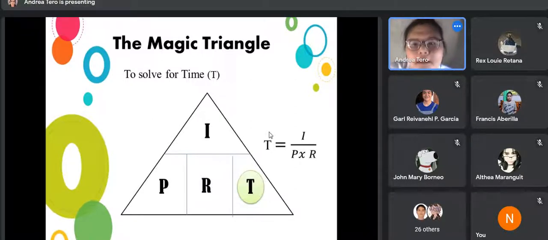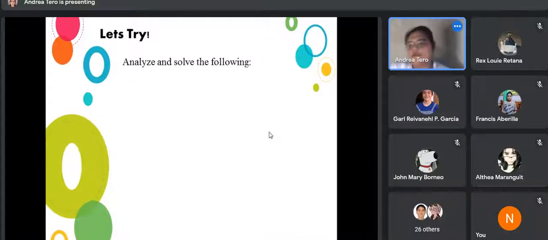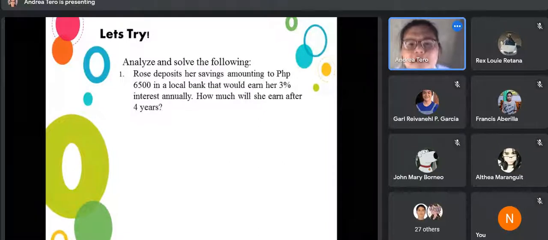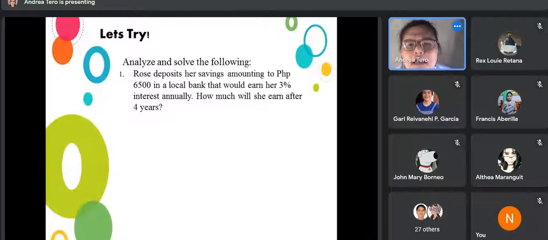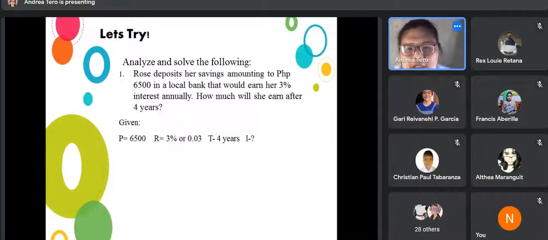Okay, class. Now, let's try to solve the problems. Try to solve and discuss the first one, then we'll move on to the second one. I'll try to ask you. Number one: Rose deposits her earned savings amounting to $6,500 in a local bank that would earn her 3% in interest annually. How much will she earn after 4 years? From the problem, list down the given. We have a principal amount of $6,500, the rate of interest 3%, converted into decimal, just move the decimal two places.